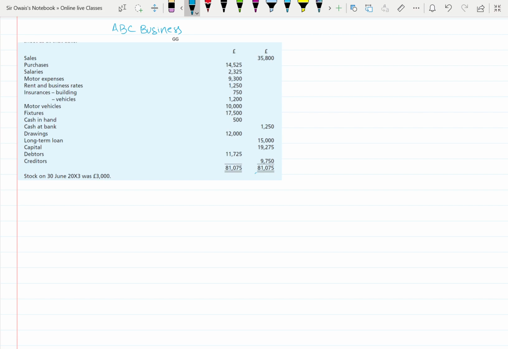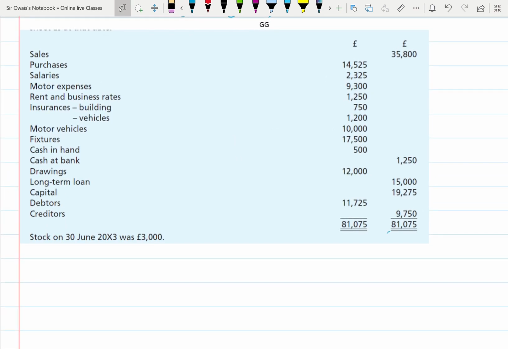Okay, this data belongs to ABC Business. So, we have sales here, salaries. Salaries is our expense, motor vehicle expense, business rent and business rates is again our expense, insurance for building and vehicle expense. Motor vehicle is our non-current asset, fixtures is our non-current asset, and cash in hand is our current asset.